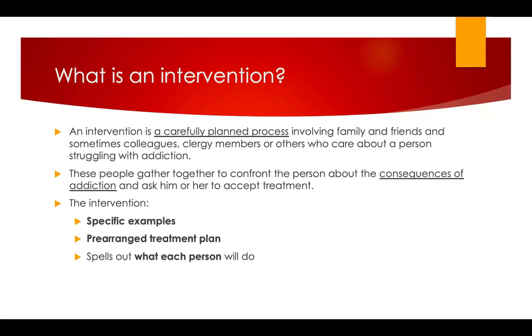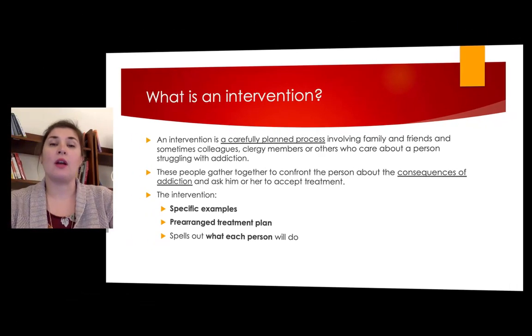The intervention should also include a pre-arranged treatment plan that includes clear steps, goals, and guidelines. You do not want to get the addicted loved one to agree to treatment and then have nothing set up and have to wait to get that all arranged. This would leave far too much opportunity for the individual with the addiction to change their mind. We also want to make sure it's very clear what each person's role is in the intervention.